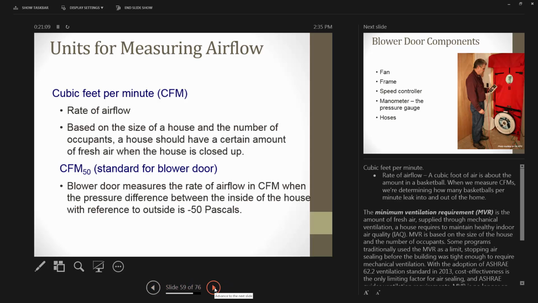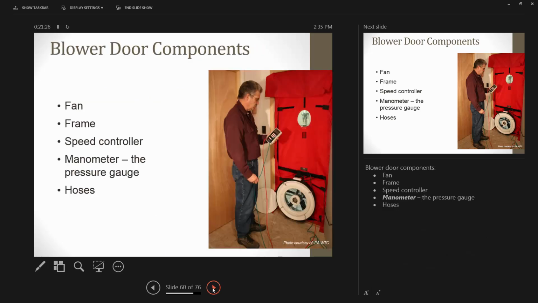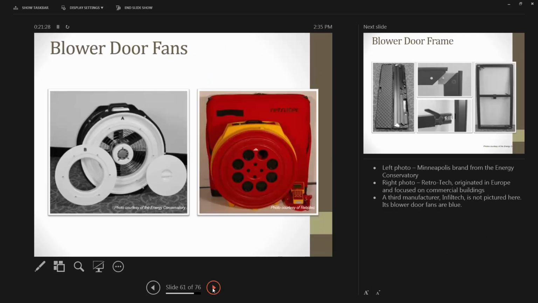Again, 50 pascals is pretty much the standard. And that's when you see things in that CFM 50. Basically, that's recording the cubic feet per minute at pressure that's entering or exiting the building. So this is what they look like.